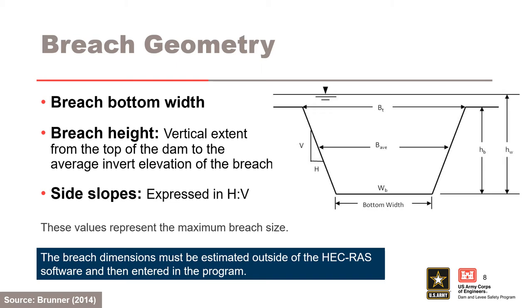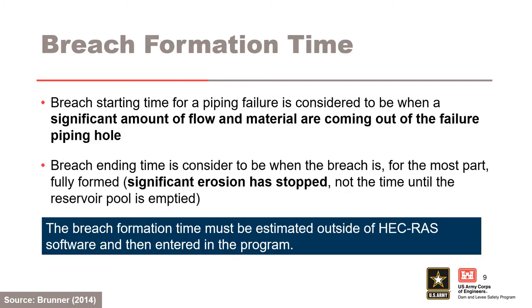The physical description of the breach in HEC-RAS consists of the height of the breach, breach width, and side slopes in horizontal to vertical. These values represent the maximum breach size and must be estimated outside of HEC-RAS and entered into the program. Many regression equations discussed later use the average breach width, but HEC-RAS requires the breach bottom width for input.